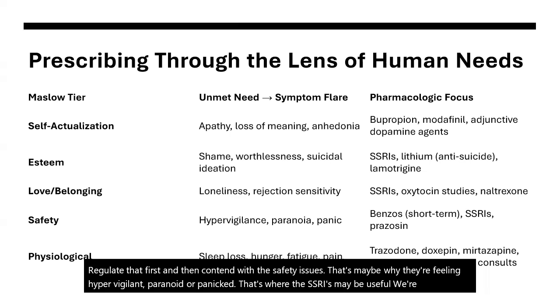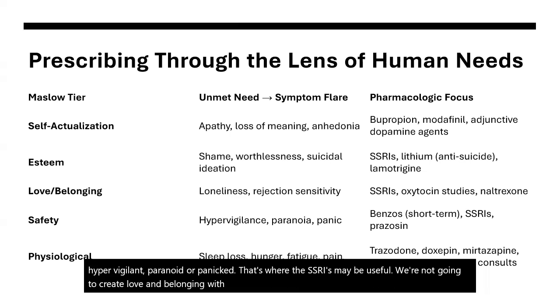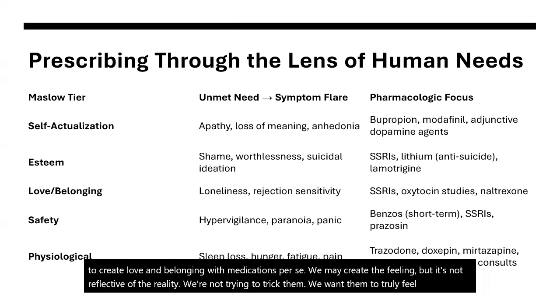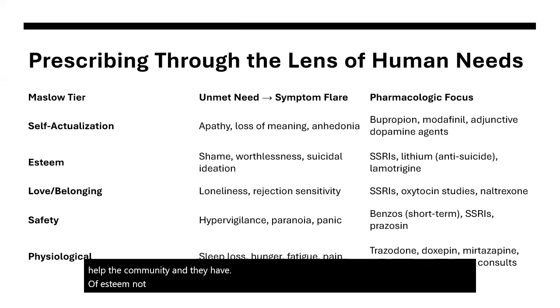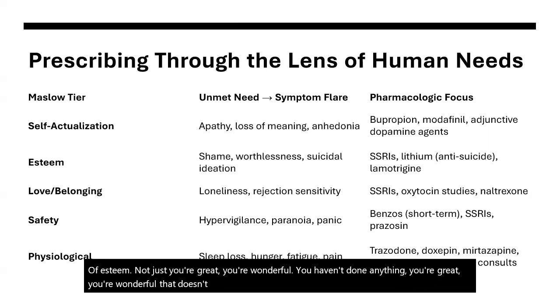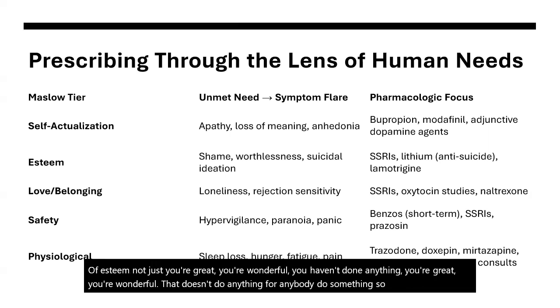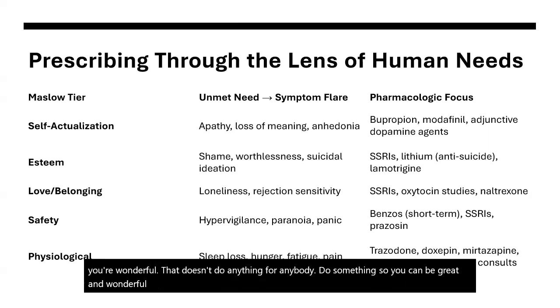We're not going to create love and belonging with medications per se. We may create the feeling, but it's not reflective of the reality. We're not trying to trick them. We want them to truly feel safe enough where they then form a community, so then they truly feel love and belonging. And then they help the community and they have positive esteem. Not just, you're great, you're wonderful. You haven't done anything. You're great, you're wonderful. That doesn't do anything for anybody. Do something so you can be great and wonderful with somebody so they can tell you how wonderful you are.